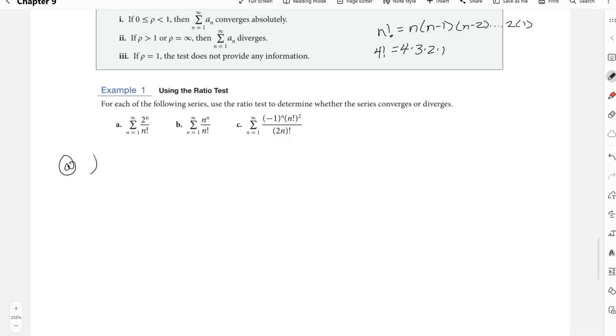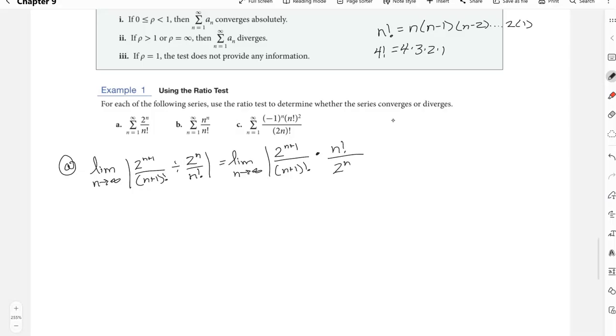All right, so let's look at our ratio test here. We're going to take the limit as n goes to infinity. We're going to plug in n plus 1. So 2 to the n plus 1 over n plus 1 factorial. And we are going to divide it by 2 to the n over n factorial. When I divide fractions, I do keep change flip. So I'm going to keep that first one, 2 to the n plus 1 over n plus 1 factorial. I change the division to multiplication, and then I flip the second one. And we're going to have to simplify this.